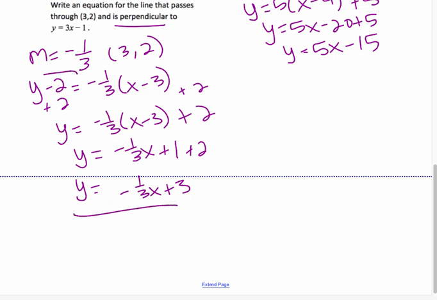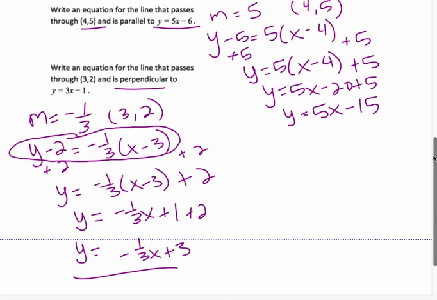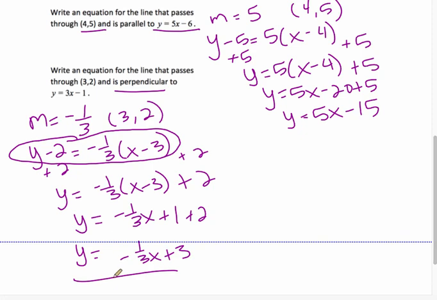Again, this would be sufficient for what I was asking, but it's really helpful if you can rewrite it in slope-intercept form so that you would know a little bit better about what the graph would look like. What do we know about this? We know that it's going to cross the y-intercept at 3, and we know it's going to go down 1 over 3. It's going to be a pretty flat line. It's not going to be very steep. Whereas this one's going to be pretty steep because the slope is 5, and it would start at negative 15 on the y-axis. It would cross the y-axis at negative 15.